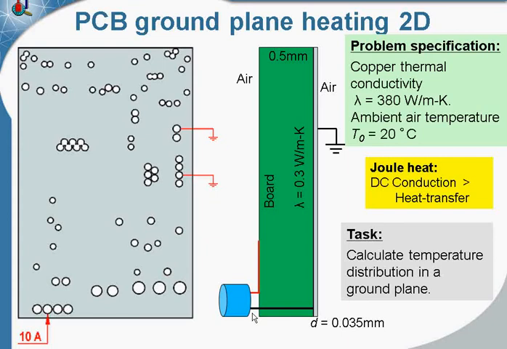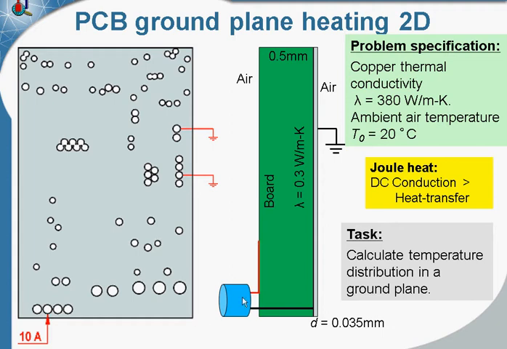Printed circuit board ground plane heating. The printed circuit board contains the electric layer and the conducting ground plane, and some elements connected both to the power bus and the ground plane. Most elements have low power, but one element consumes electric current of 10 amperes.